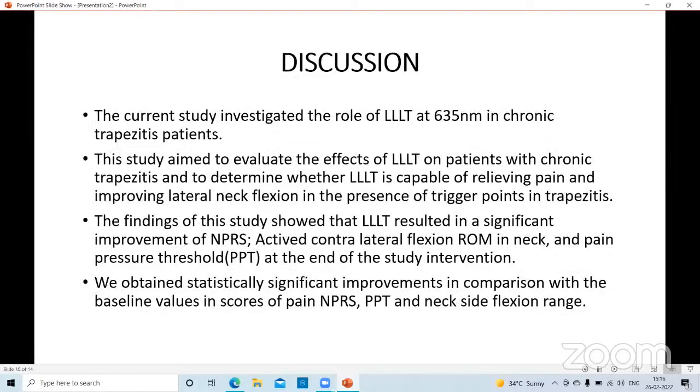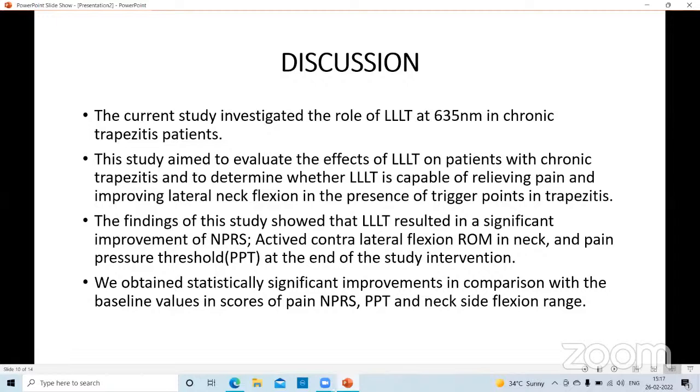The discussion: the current study investigated the role of low-level laser therapy at 635 nanometer in chronic trapezitis patients. The study aimed to evaluate the effects of LLLT on patients with chronic trapezitis and to determine whether low-level laser therapy is capable of relieving pain and improving lateral neck flexion in the presence of trigger points in trapezitis. The findings of the study showed that LLLT resulted in a significant improvement of NPRS, active contralateral flexion, range of motion in neck, and pain pressure threshold at the end of the study intervention.